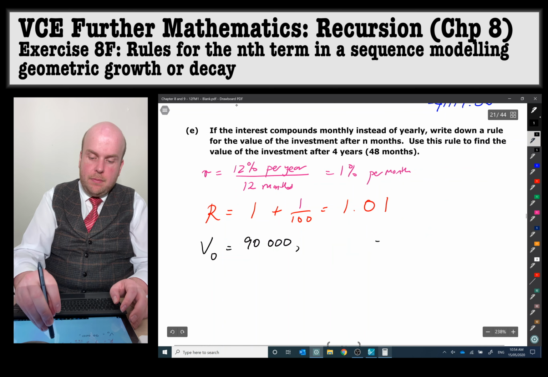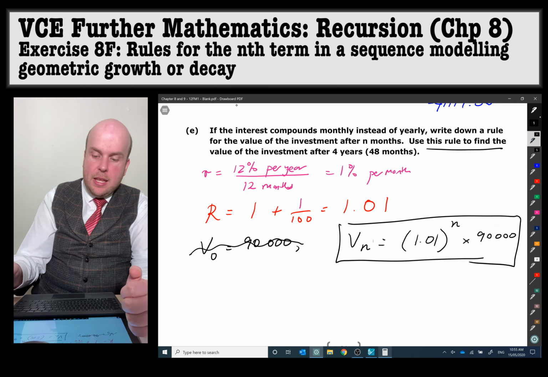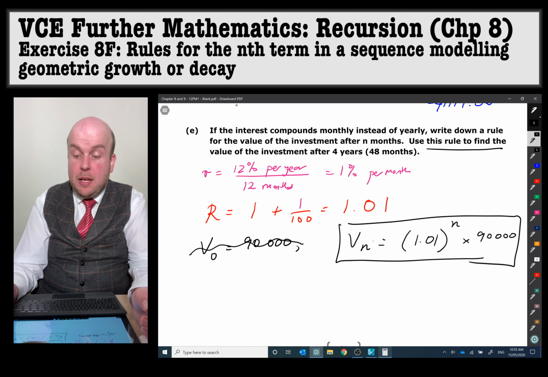So when it says find the rule, that's what you need to write. You actually don't need to write the V naught. That's only if you've been asked for a recurrence relation. If you need to write a rule, just write that. That will be fine. One of the marks would have been for getting the rule. Now we need to find out after 4 years. So Vn is equal to 1.01, and it's after 4 years or 48 months, so to the power of 48 times 90,000.